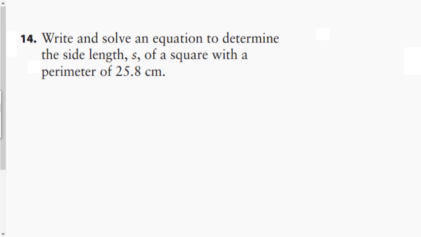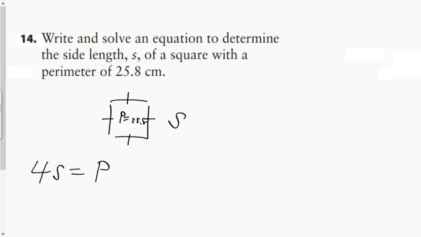Question 14, give her a go. Okie dokie, so we have a square, and I'll just draw it, because every time I have something I can actually draw, I draw it, and its side length is s. And the perimeter of said square is 25.8 centimeters. Well, I know the formula for the perimeter of a square is taking the side length and multiplying it by 4, and that would give us the perimeter of a square.